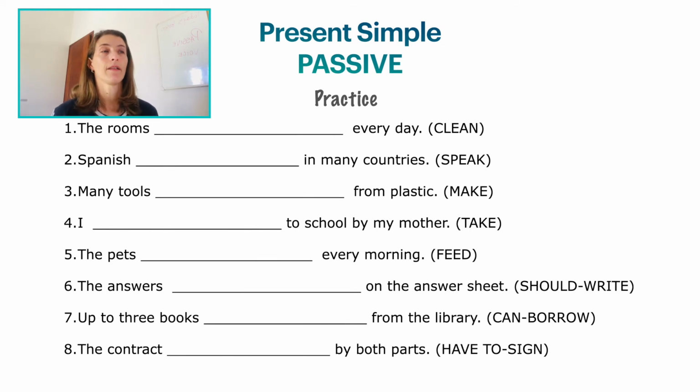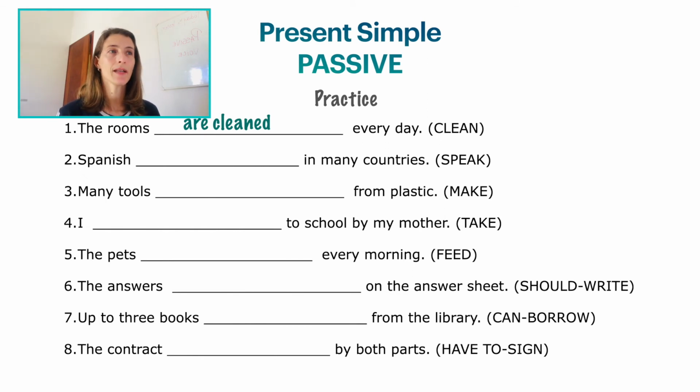¿Ok? Well, so the first one says, the rooms, every day. Las habitaciones son limpiadas todos los días. Entonces, the rooms, ok, it's plural, sería lo mismo que they, por lo tanto voy a poner are cleaned every day. Clean es un verbo regular, agrega ed.